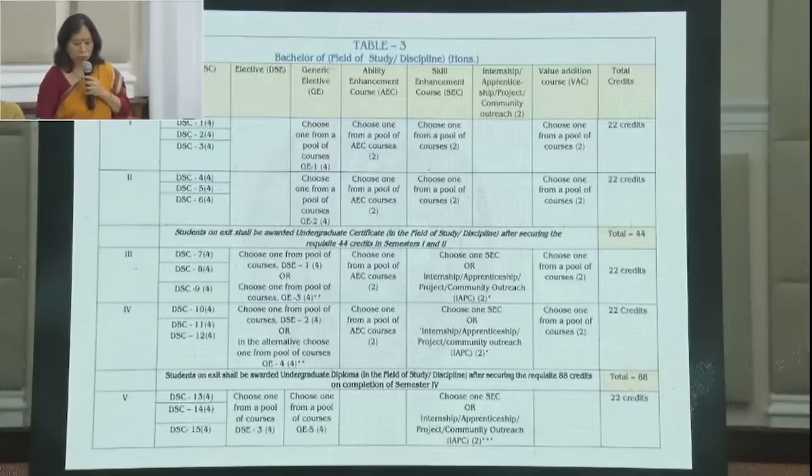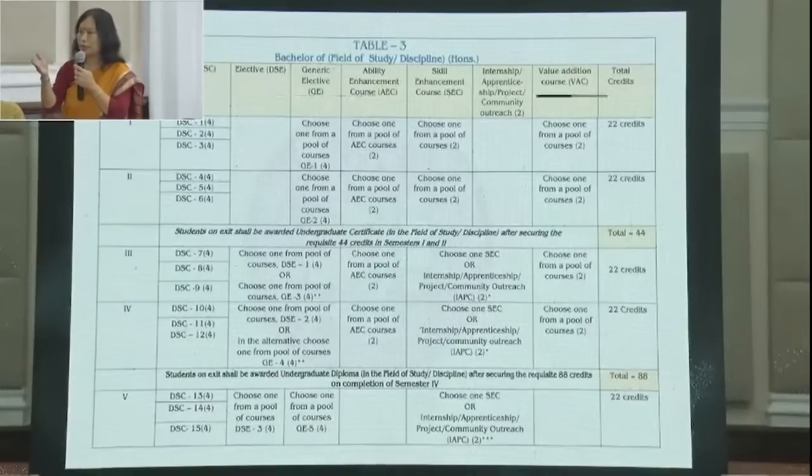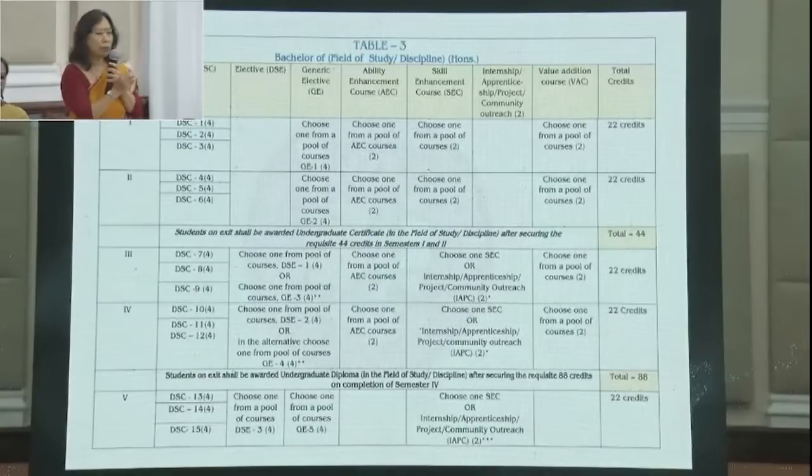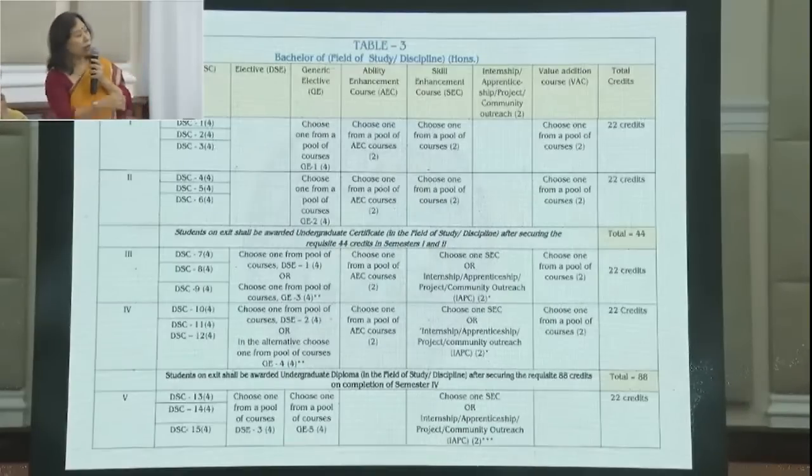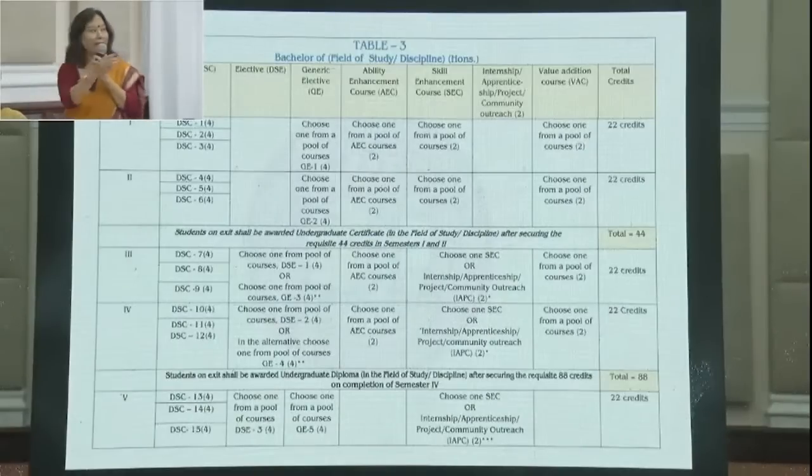Now, coming to the end of the second year, a student will be able to earn a total of 88 credits. If the student exits at the end of two years, he or she shall be awarded an undergraduate diploma in that particular field of study. Now coming to the third year, the fifth semester: again there are three core papers to be studied. By second year, the student may have seen diverse things about other disciplines. Now he or she has to have a discipline-specific elective.